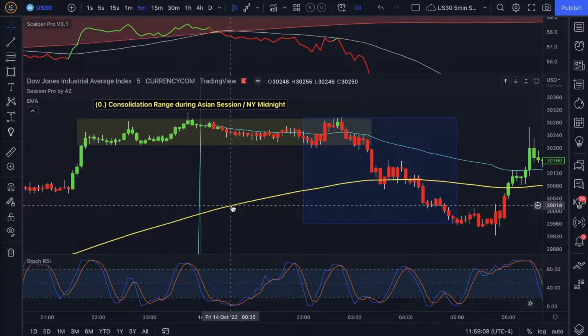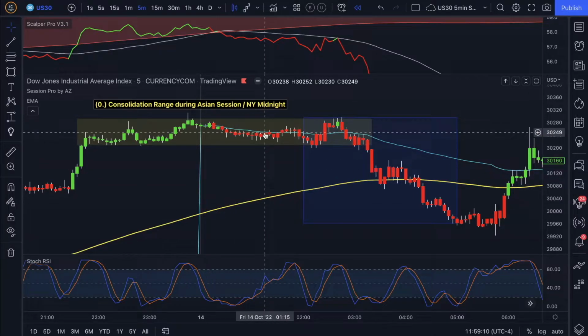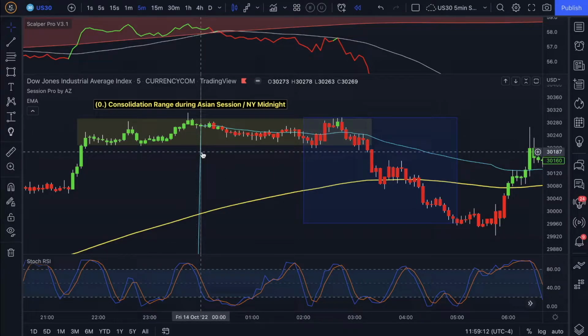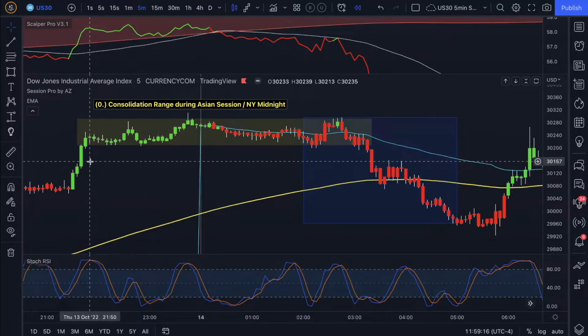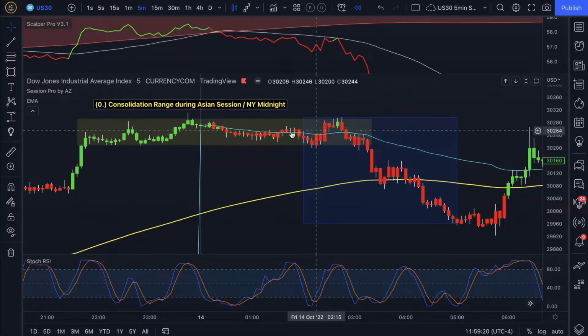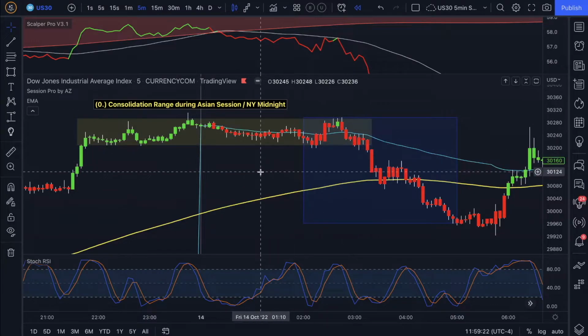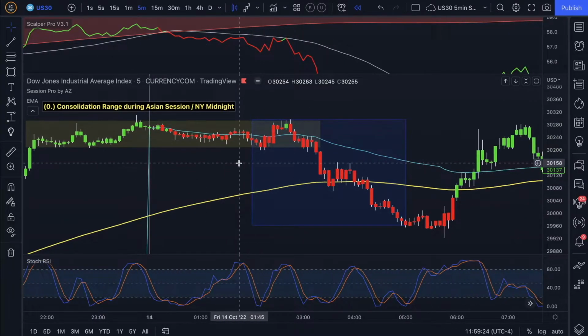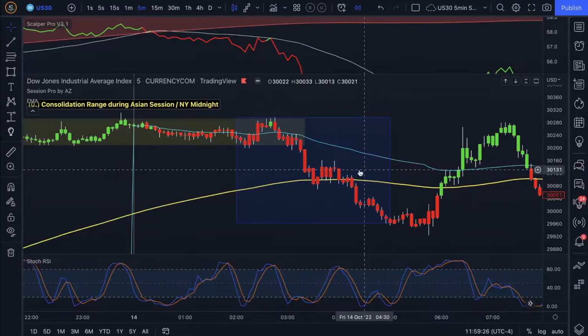So that's why I prefer to use the VWAP, and the VWAP is resetting only with the Session Pro indicator at New York midnight. Usually it would reset before the Asian session is starting. So now we are looking for trades within this little London kill zone, represented by this blue box.